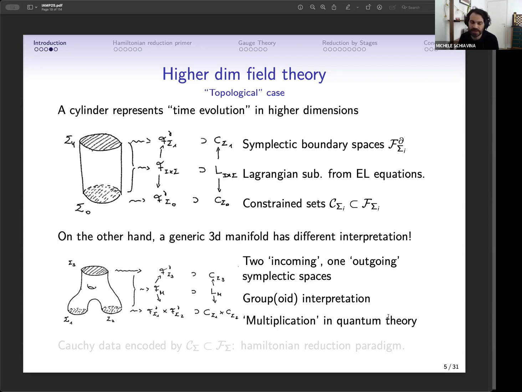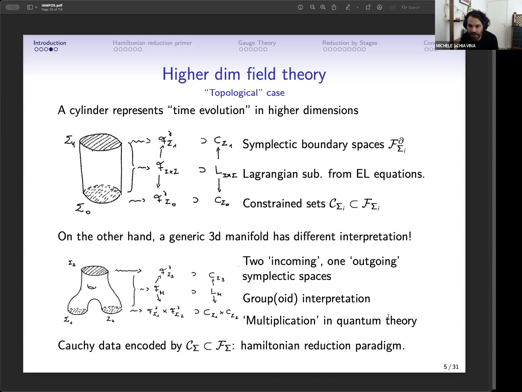And you can give this a more general interpretation in terms of groups or groupoids. And if we're thinking about quantum theory, you're going from an interpretation in terms of evolution operators from the state that you assign to a boundary component to a state that you assign to another boundary component, to something more general, which could be a multiplication in this case, or a co-multiplication, or something more complicated.